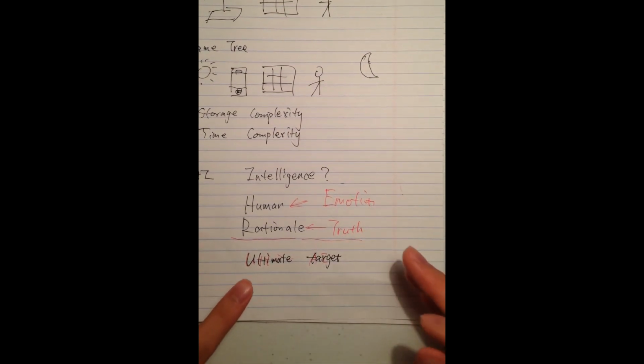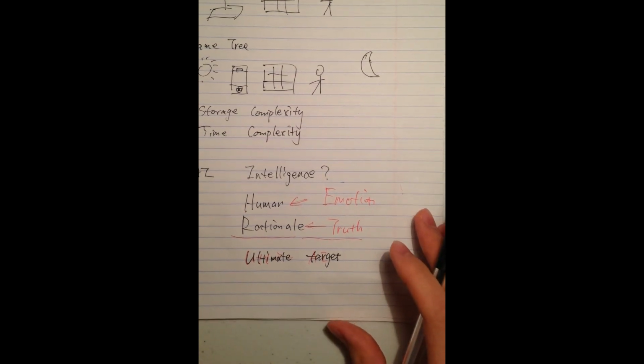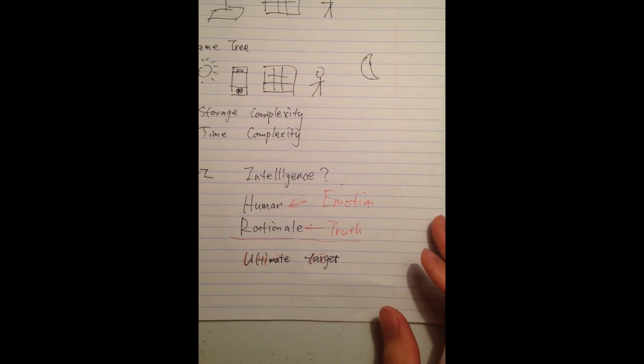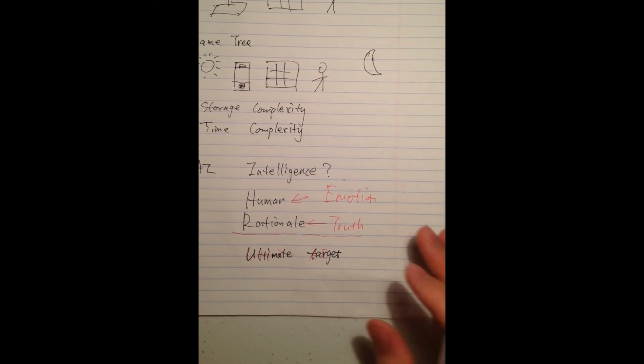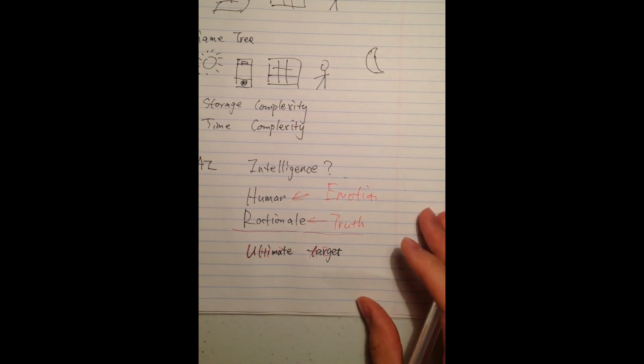It's very important to define the ultimate target for artificial intelligence, whether it's working for humans, making it look like a human, like a friend to us, or using artificial intelligence to find the truth.